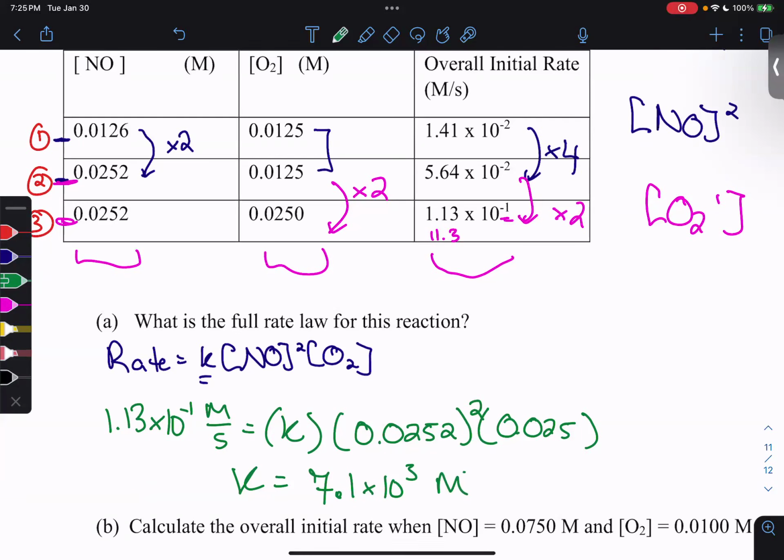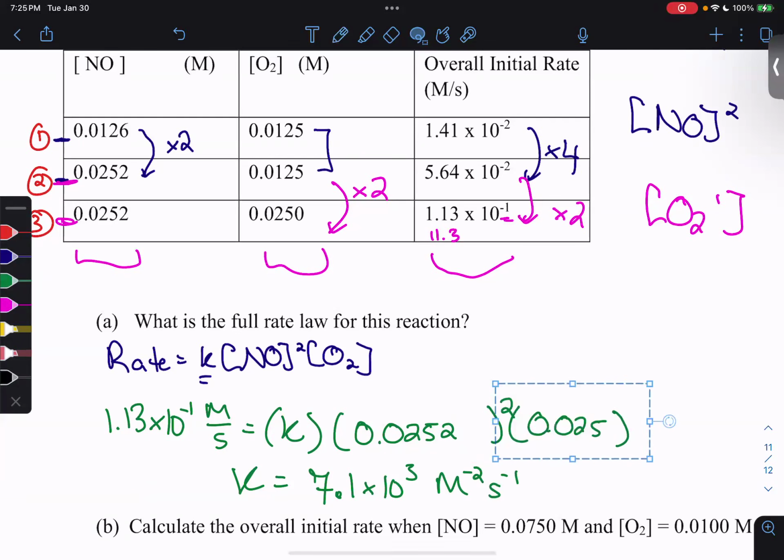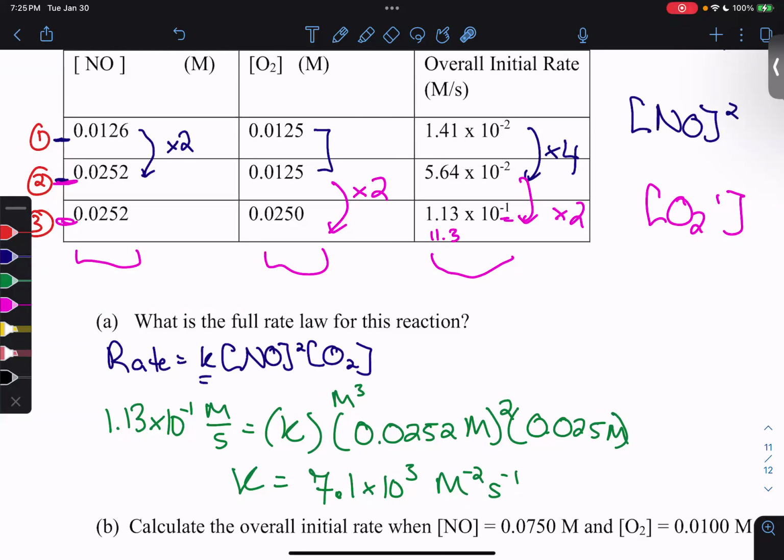Molarity to the -2 second to the -1. Oh, I got lazy. I didn't put my units. Yikes. Molarity and a molarity there. So total, this reaction is third order. So there's a total of 3 molarities. And so you see that the unit of K has to have 2 molarities in the denominator to cancel all those out. So you get molarity per second as your rate. So that is K. Our full rate law will include K in the third order business up there.